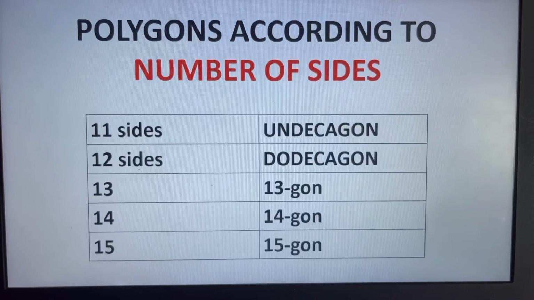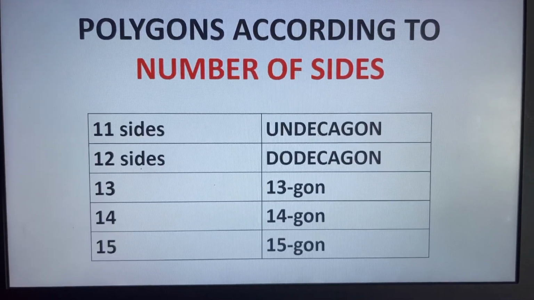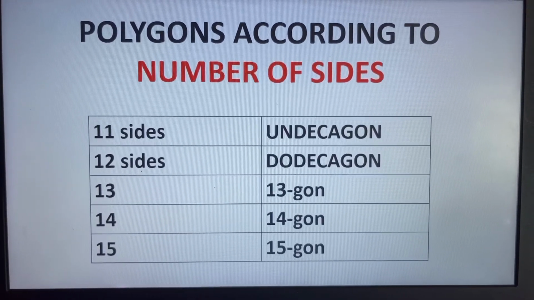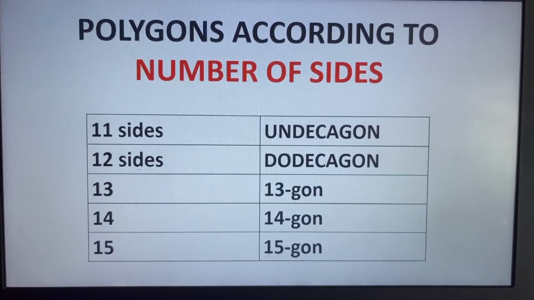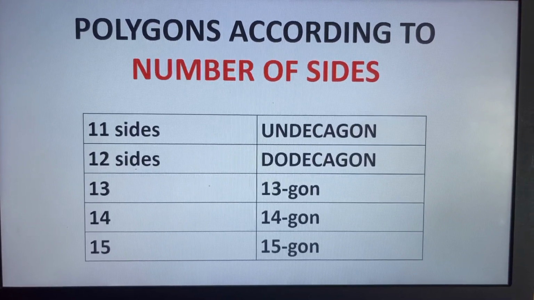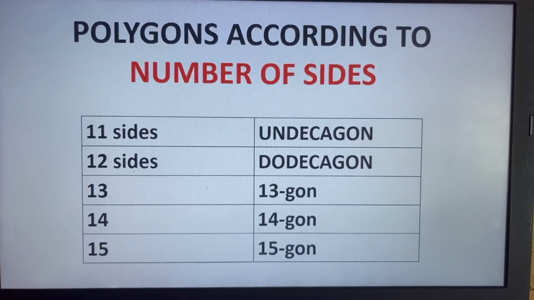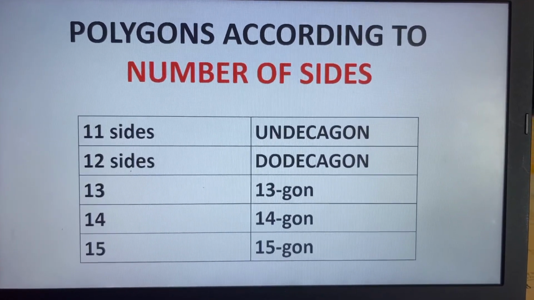For 11 sides, you call the polygon a hendecagon. 12 sides for dodecagon. From 13 and above, you can call it 13-gon, 14-gon, 15-gon, and so on. So friends, next time if you meet a polygon, make sure to name them properly.